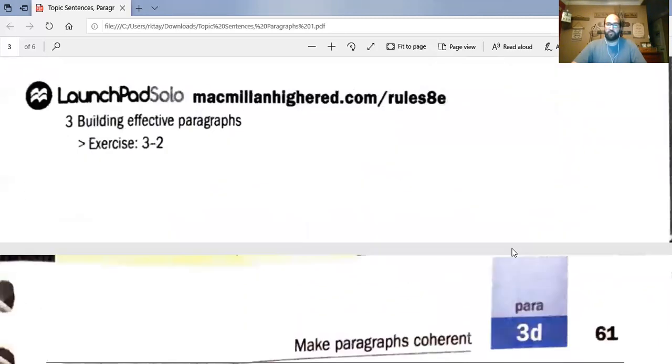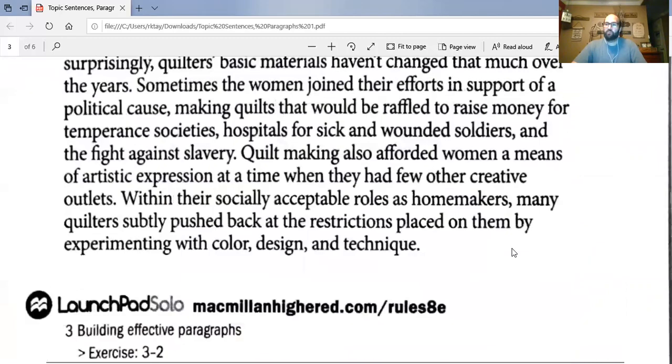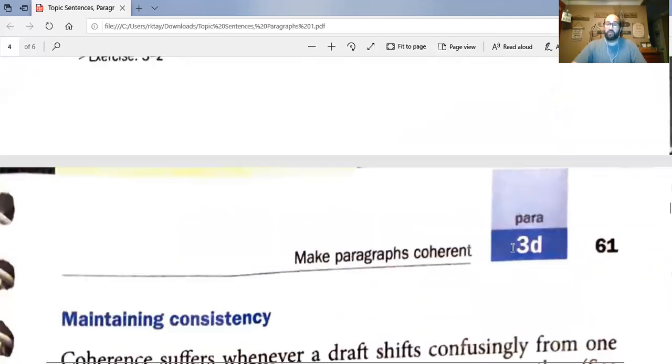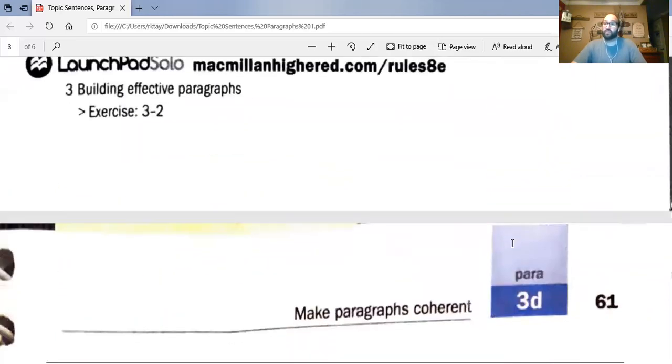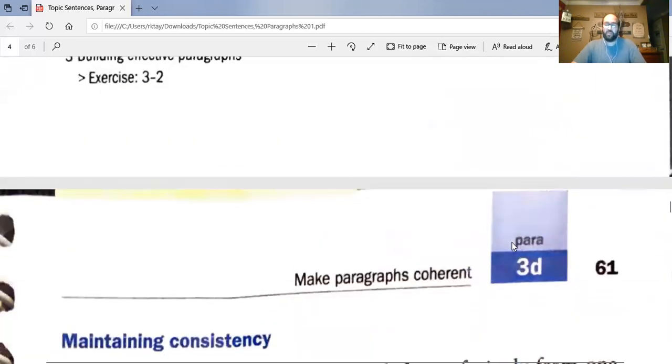And then there are a couple more examples. I will post this reading to D2L, and then we will get there. I will have it there for you under resources if you want to reference it. It's a good point of reference to always think about in your writing.